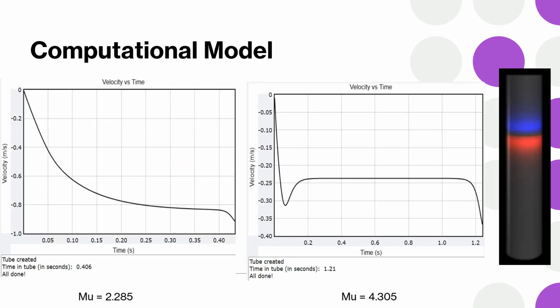And this is the computational model results. This first graph is using my mu value from lab 3, which had a pretty far off time to fall, 0.406 seconds. So then I experimented and found a mu value of 4.305 that matched my value for how long on average the magnet took to fall. This shows the magnet falling through the tube.